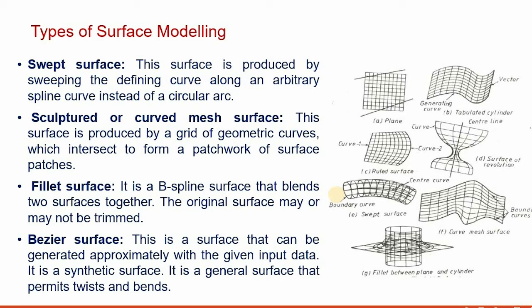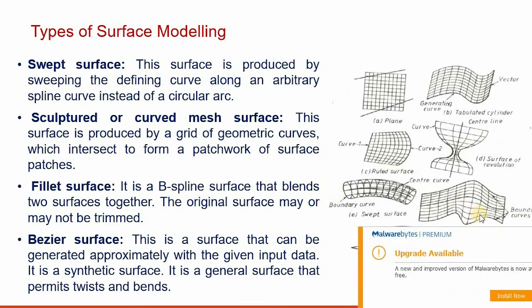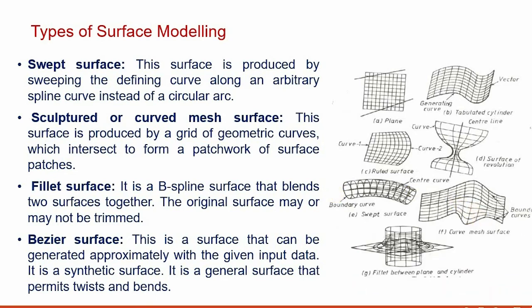Another is the fillet surface. It is a B-spline surface that blends two surfaces together. The original surface may or may not be trimmed. Another is the Bezier surface. This is a surface that can be generated approximately with the given input data. It is a synthetic surface. It is a general surface that permits a twist and bends. We can twist it, and we can also make bends.